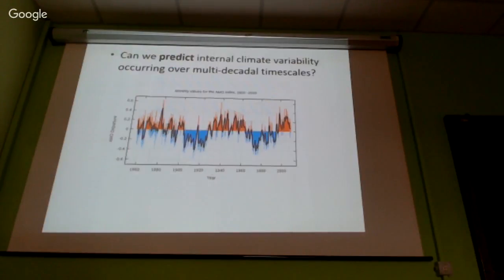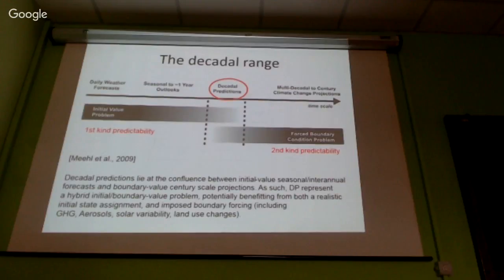So the question here is, can we predict internal variability occurring over multi-decadal timescales? This is the kind of question that we want to tackle, and this is exactly what decadal prediction aims at, in a way.